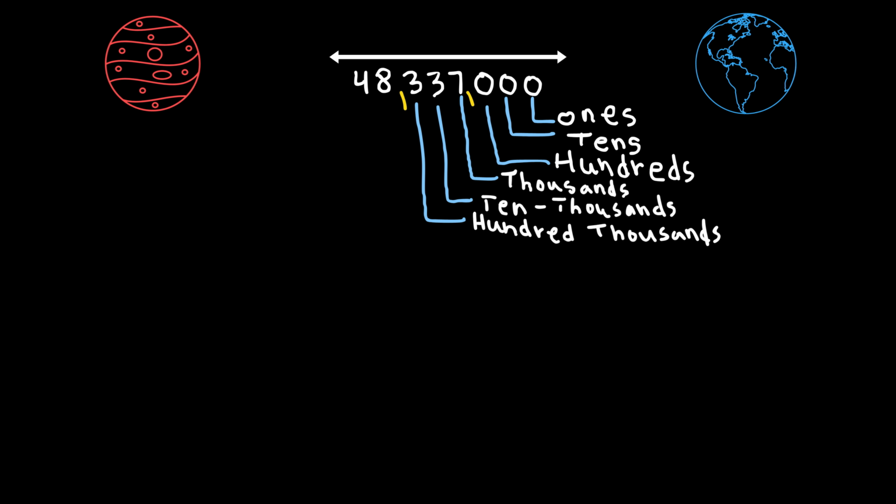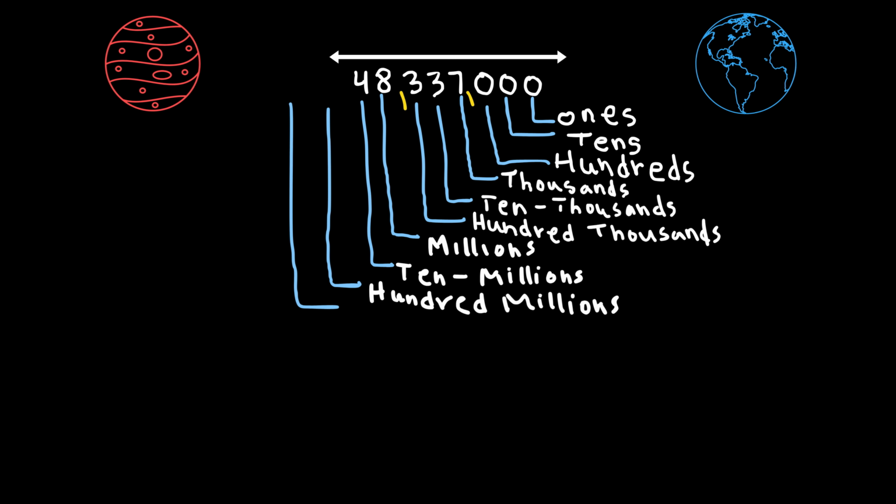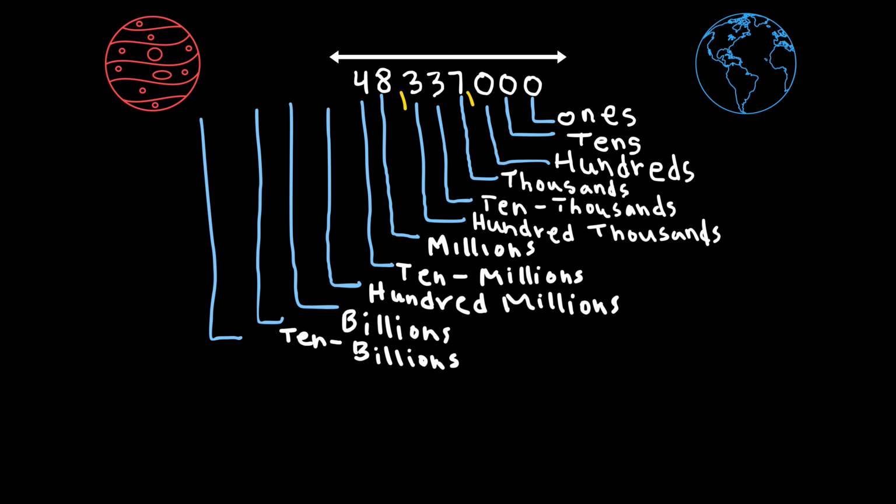Don't confuse these two numbers. 3 and 3, they are the same, but they are under a different place value. Now, the 8 is under the millions place value, and the 4 is under the 10 millions place value. And we can go on up to 100 millions, billions, 10 billions, and 100 billions.